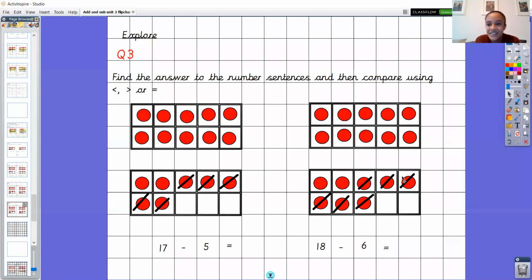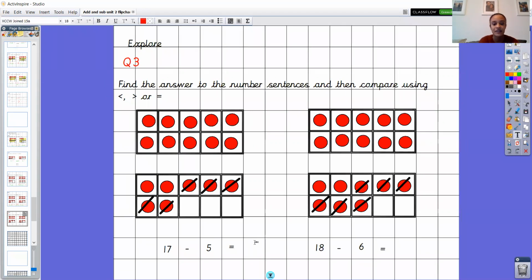Okay, well done, year 1. So I have crossed off the counters now to help me find out what the answer is. So 17 take away 5, I'm going to put that 10 in my head. 10, 11, 12. Okay, so I know that 17 take away 5 is 12. And 18 take away 6. And again, I'm going to count the ones that aren't crossed off. 10 in my head again, 10, 11, 12. Okay, so now I've got 12 on both sides.